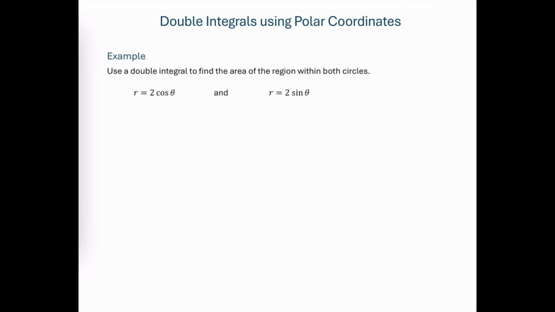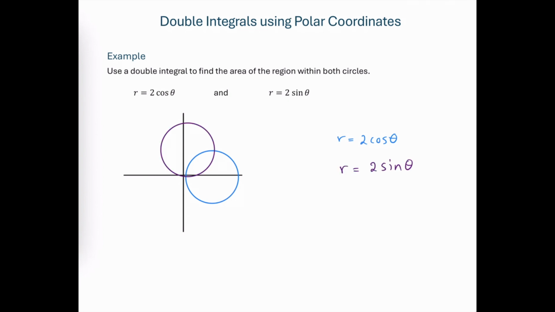Use a double integral to find the area of the region within both circles. Let's start by graphing this region. r = 2 cos θ is a circle of radius 2 that's horizontally oriented, and r = 2 sin θ is a circle of radius 2 that's vertically oriented. And we're being asked to find the area of the region that is inside both circles.